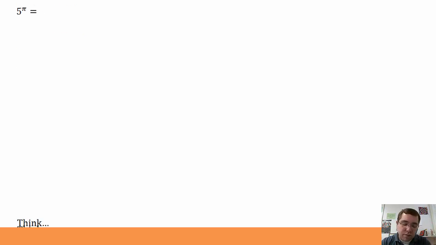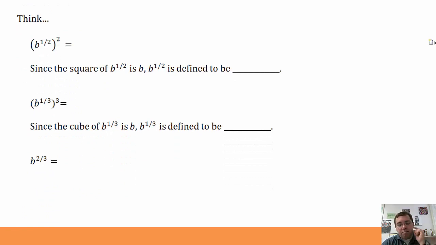Well, let's think. If I take a number b and raise it to the 1/2 power, and then I square it, I know the laws of exponents, and those laws of exponents have to hold. They have to be consistent. So it has to work here. When I have a power raised to another power, I multiply the powers. So this would have to be b to the 1/2 times 2 power. Well, 1/2 times 2 is 1. So this would be b to the first power, which is just b.